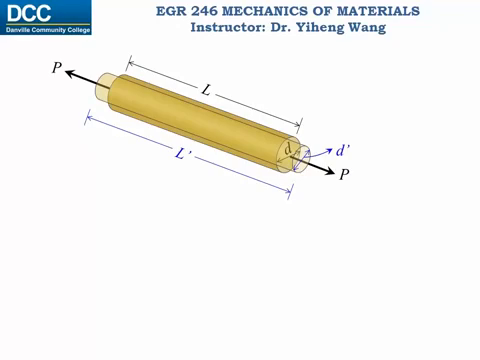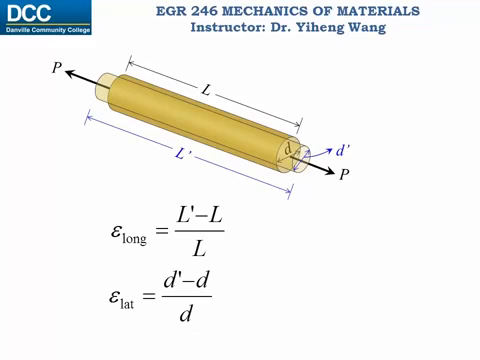The normal strain epsilon along the axial direction or the longitudinal direction is defined as the new length L prime minus the original length L divided by the original length, as we learned already. And the normal strain epsilon along the radial or lateral direction is defined as the new diameter d prime minus the original diameter d divided by the original diameter.